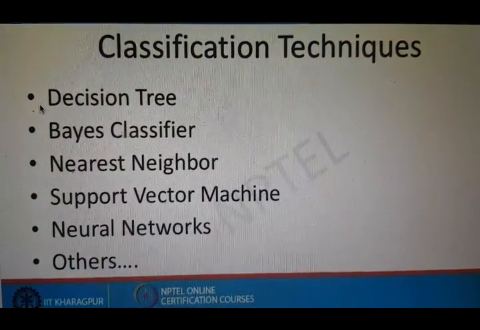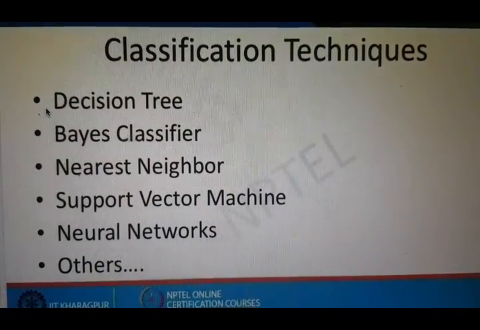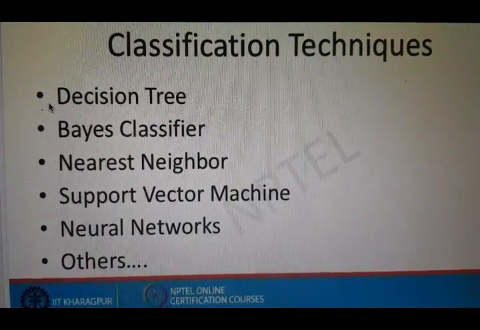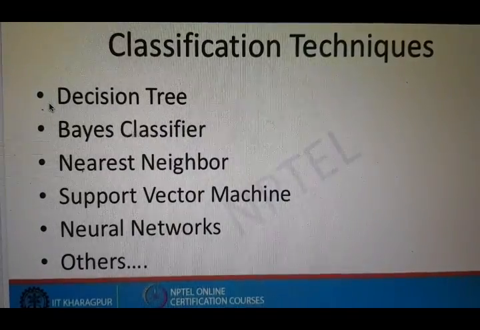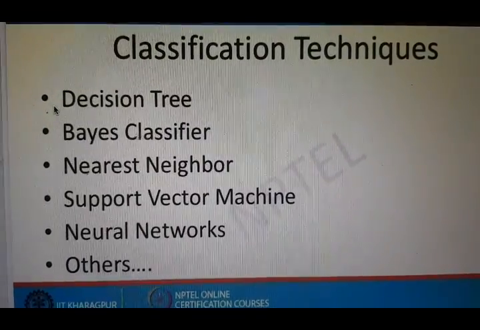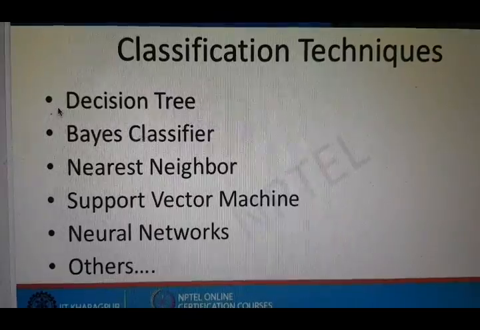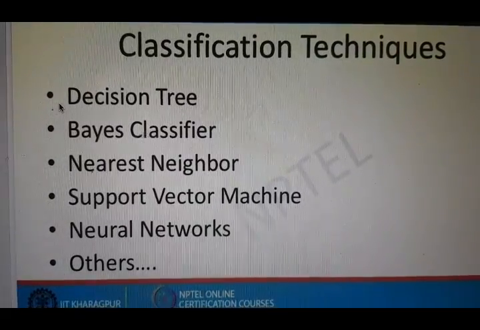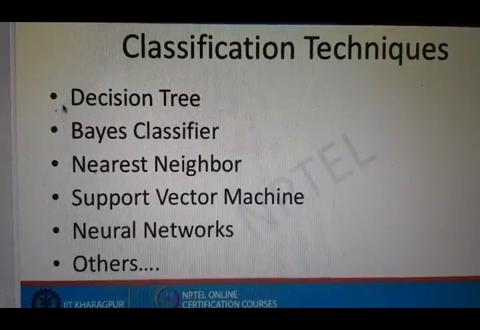Various classification techniques: decision tree, Bayes classifier, nearest neighbor classifier, support vector machine, neural networks, and there are other techniques also available. In this lecture, we will be discussing decision trees.